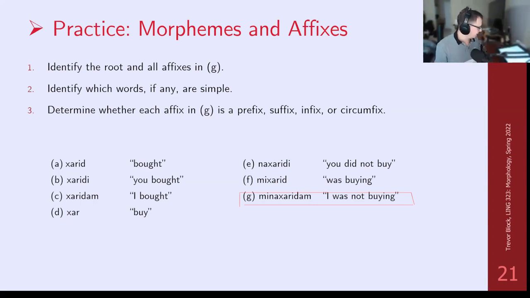So what you'll do is identify the root and all affixes in G. You'll tell me which of these words, A, B, C, D, E, F, G, are simple. And in G, when you finally break it up into its components, I want you to tell me whether each affix in G is a prefix, a suffix, an infix, or a circumfix.